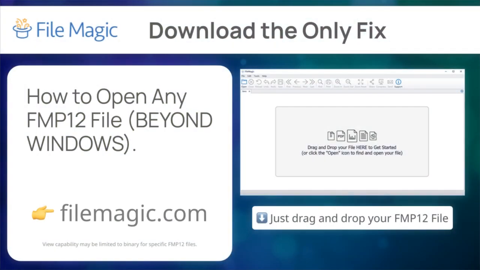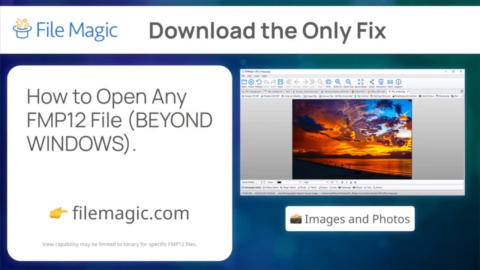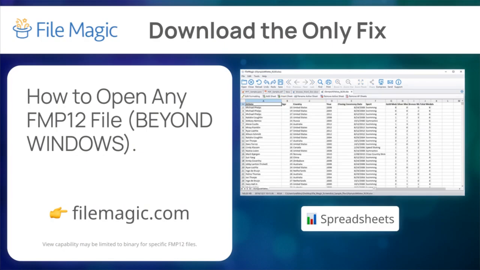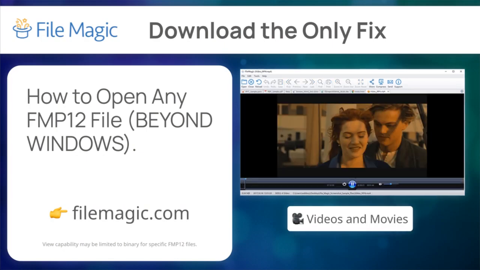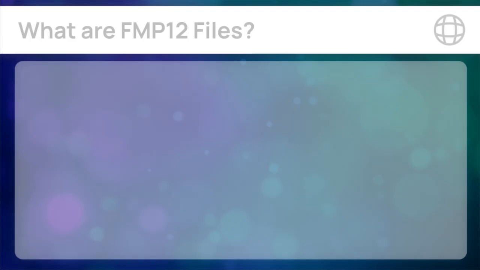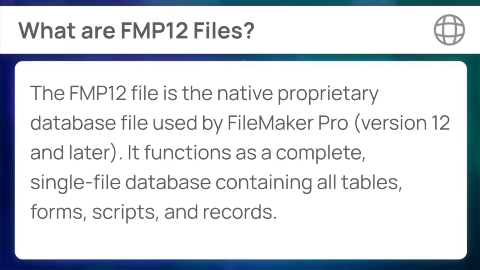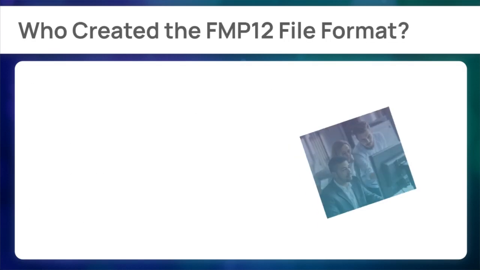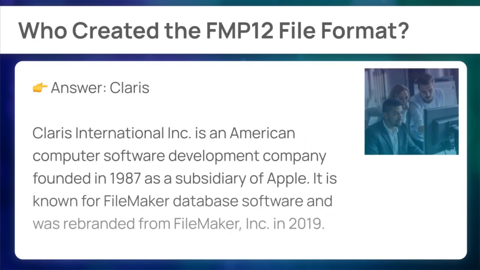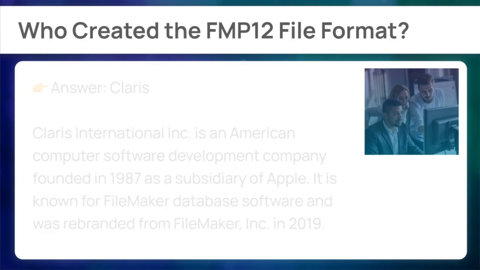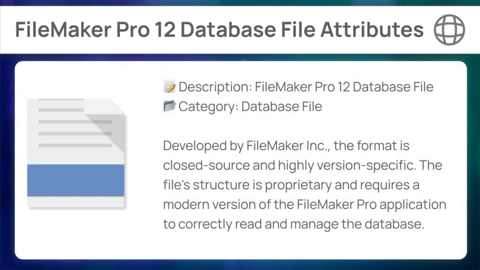Near the end, we'll discuss the essential features of a professional-grade FMP12 file inspection tool that supports hundreds of other formats as well. The FMP12 file is the native proprietary database file used by FileMaker Pro, version 12 and later. It functions as a complete single-file database containing all tables, forms, scripts, and records. Developed by FileMaker Inc., the format is closed-source and highly version-specific.